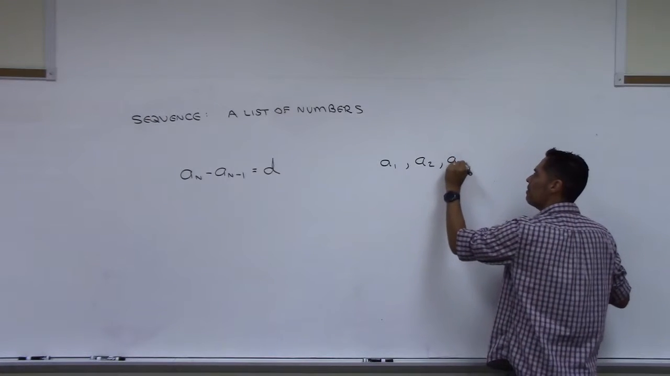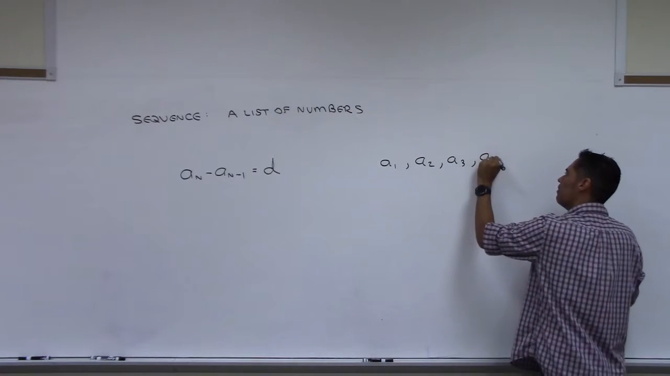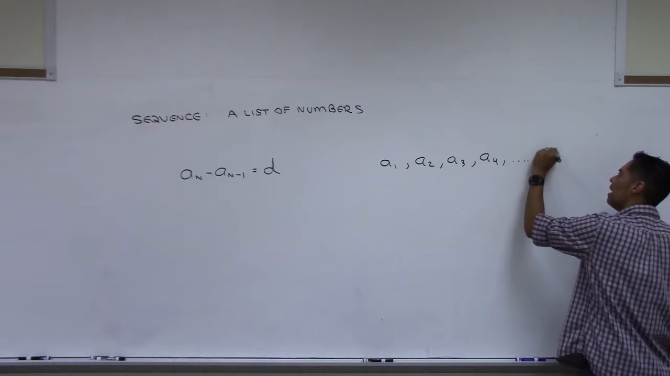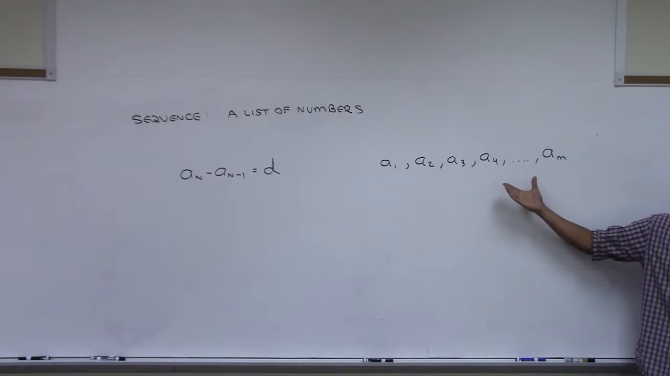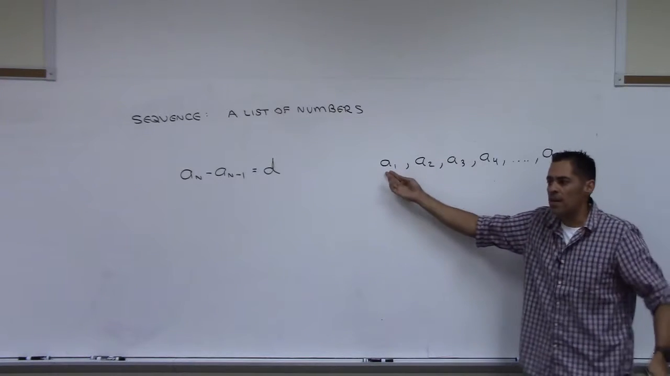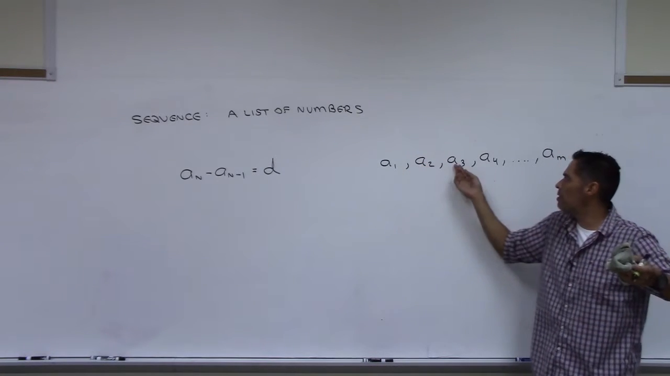The next one is a sub 3. The next one's a sub 4. And then I just have this sequence, and maybe it ends out here at a sub n. That would be a finite sequence, wouldn't it? Whatever a sub 1 is, it's the first number. This is the second number, third number, fourth.